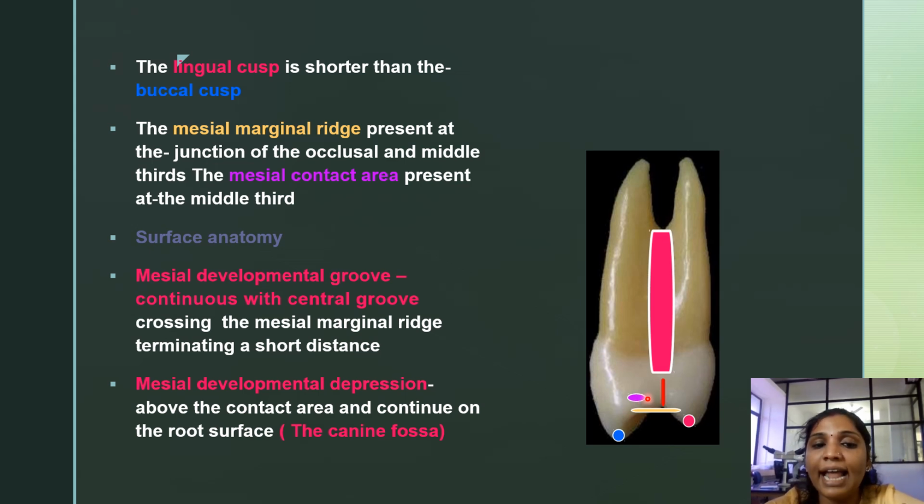And about the mesial developmental groove, that is a groove that is continuous with the central groove, and it will cross the mesial marginal ridge and terminate at a shorter distance. Here you can appreciate the mesial developmental groove that is continuous with the central groove extending to a shorter distance crossing the mesial marginal ridge, and mesial developmental depression that is seen above the contact area, and it is continued to the root surface. Here a developmental depression is present, and this depression is also called canine fossa.